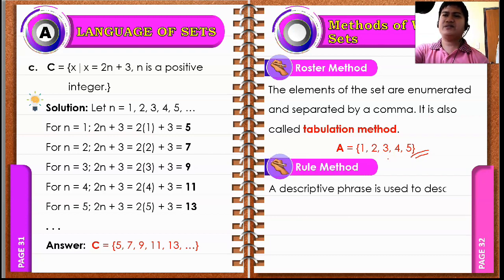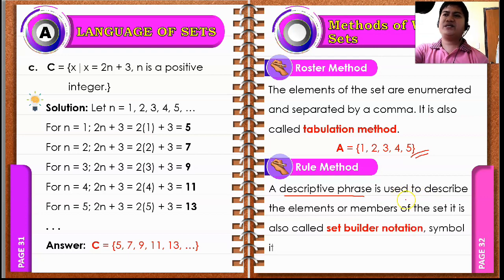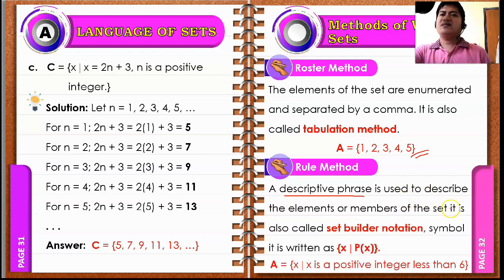Another method is using the rule method. This time, we use a descriptive phrase to describe the elements or members of the set, and it is also called the set builder notation. Usually the symbol is written this way: a set of all x such that, followed by your description of that given set. For example, if we have set A with elements 1, 2, 3, 4, 5, using the rule method, this will be the description: a set of all x such that x is a positive integer less than 6. For this example, there are different ways on how you describe the elements, so you can have other answers except this one.